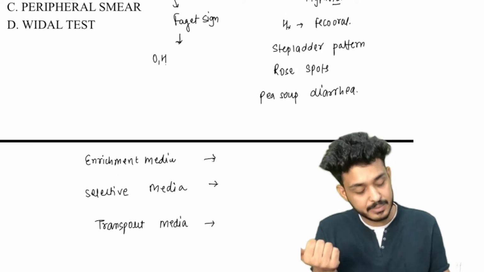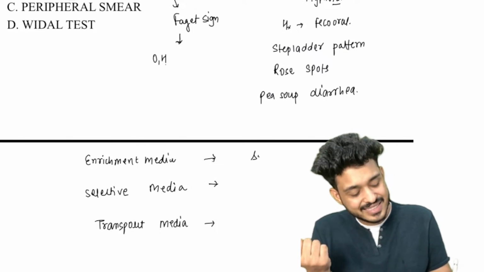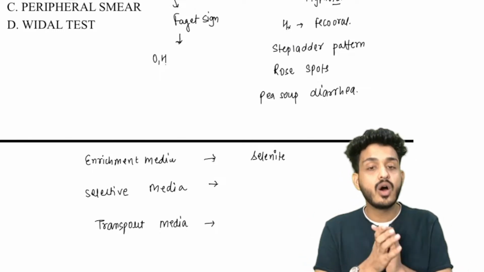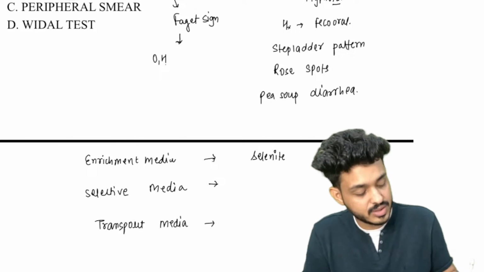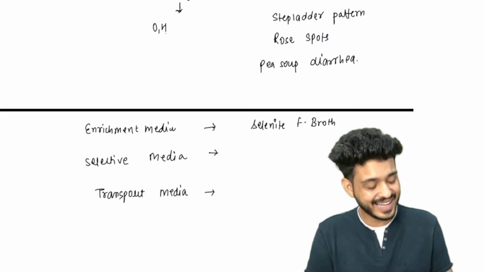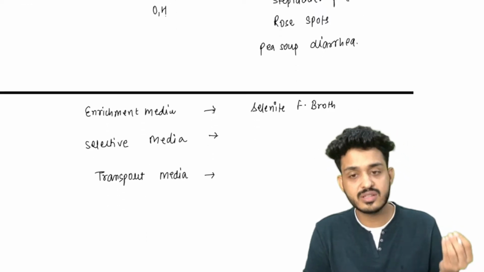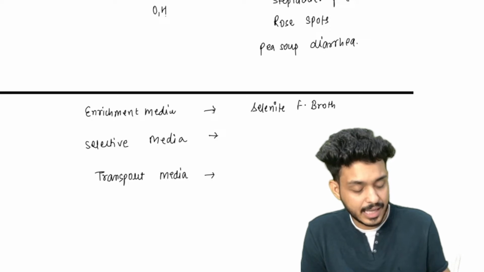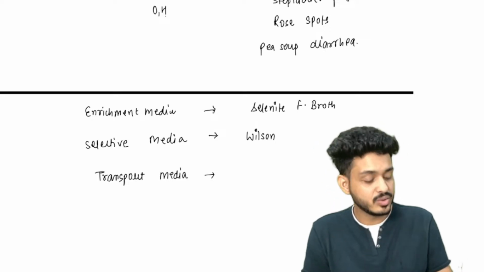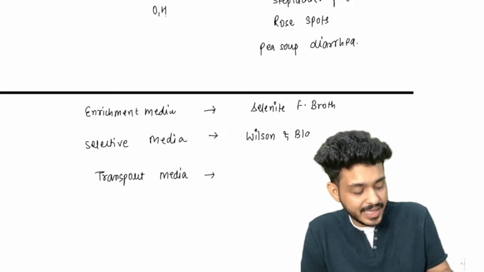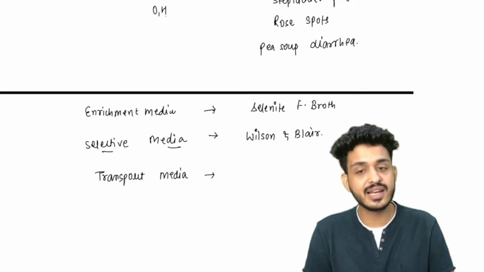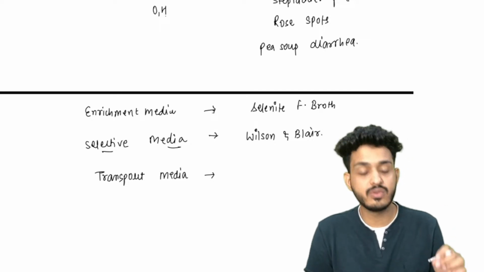Salmonella, the enrichment media will be selenite F broth. That is for Shigella and salmonella. Remember, Shigella and salmonella are always together. But this salmonella is a cheater. Shigella and salmonella always stay together, like two sisters. But what this salmonella has done is that it has gotten involved with Wilson and Blair. So it is Wilson and Blair. The selective media will be Wilson and Blair. This will not be for Shigella, it will be only and only for salmonella.